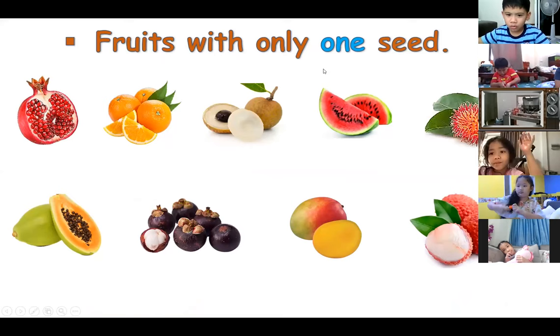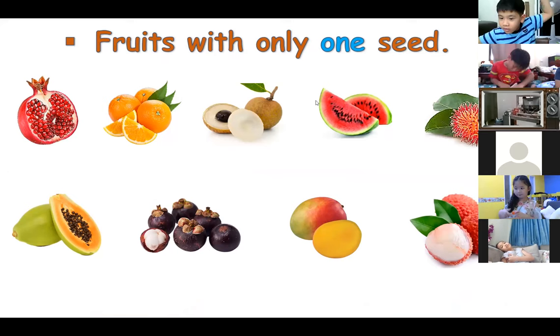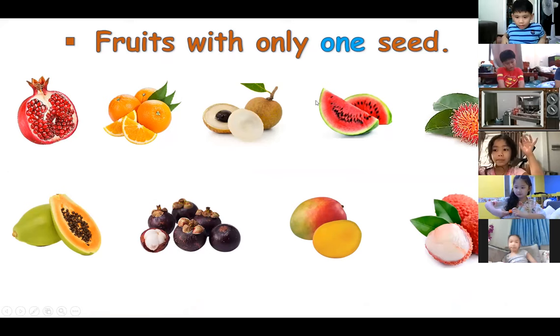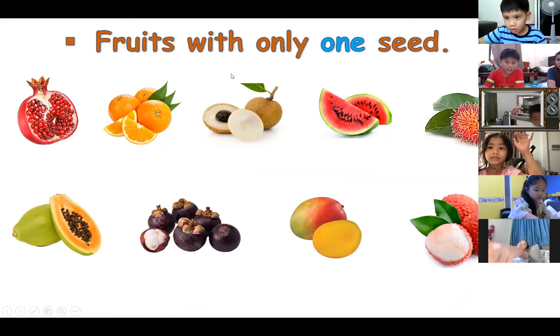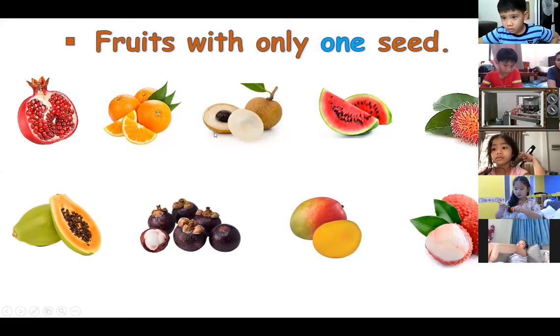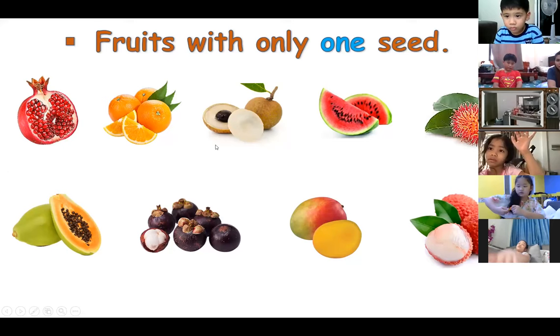Fruits with only one seed. Can you name the fruits that has only one seed? Tompan. Yes, Tompan. Name the fruits that has only one seed. Tompan. Five, four, three, two, one. Name the fruit that has only one seed. Watermelon. One seed. Only one seed. Longan. What else?